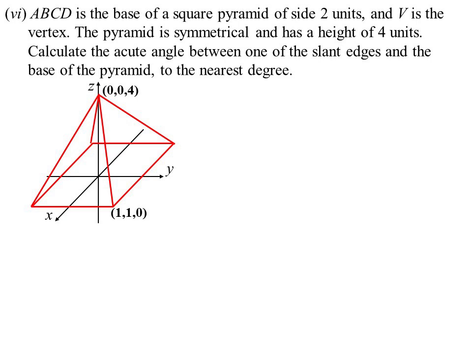So I'll use the one that's closest to me here, and that would have coordinates there of 1, 1, 0, because I've sat it so it's symmetric. They told me the length of the sides was 2, so there must be 1 either side of the axis. And the height is 4, so the vertex there must be at 0, 0, 4. Well, that tells me that vector is -1, -1, 4.